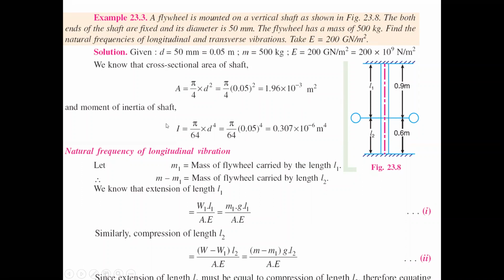And now we are going to find the moment of inertia. So moment of inertia of the shaft, what is the formula? Pi by 64 into d power 4. Substituting the d, we get 0.307 into 10 power minus 6 meter power 4. All of you copy the matter parallelly.